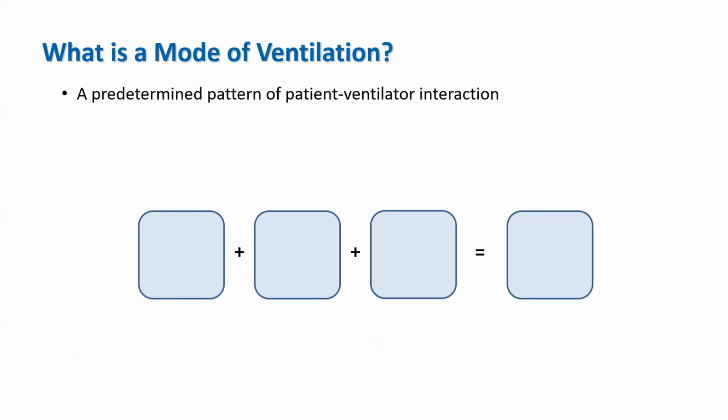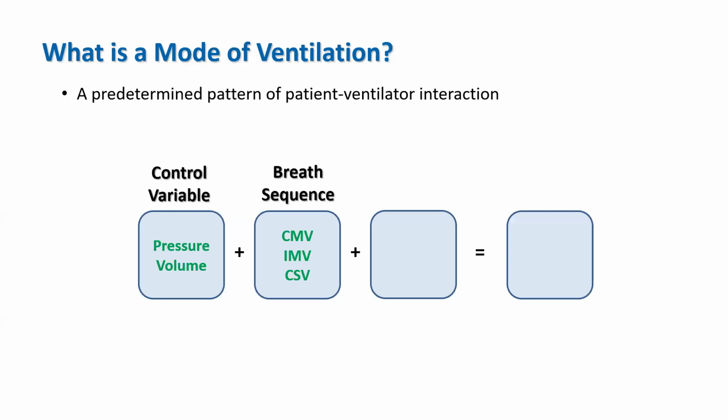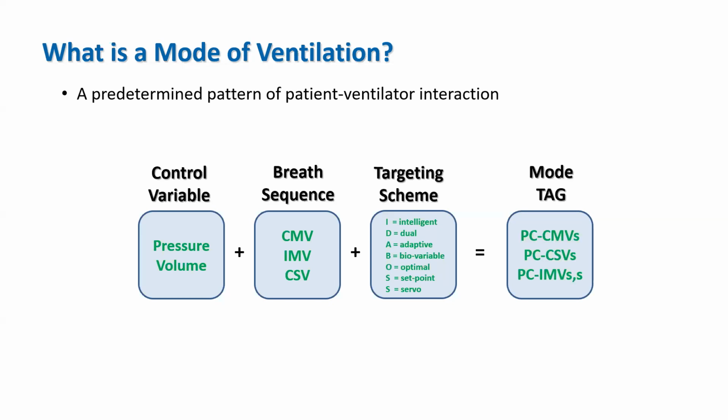First, we define a mode of ventilation as a predetermined pattern of patient-ventilator interaction. A mode is classified using 3 basic characteristics: the control variable, the breath sequence, and the targeting scheme. The mode classification can then be abbreviated using a simple tag. So the control variables are pressure or volume, the breath sequences are CMV versus IMV, and the targeting schemes, of which there are 7, we'll talk about. All of this can be abbreviated with some letters representing the generic name of the mode.